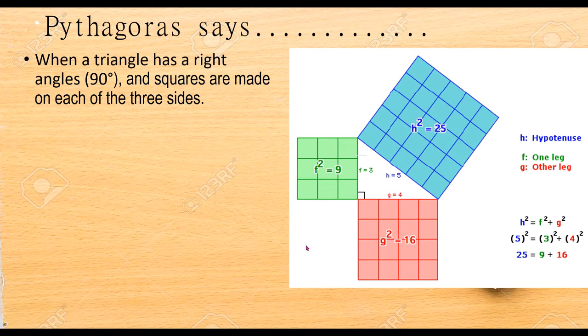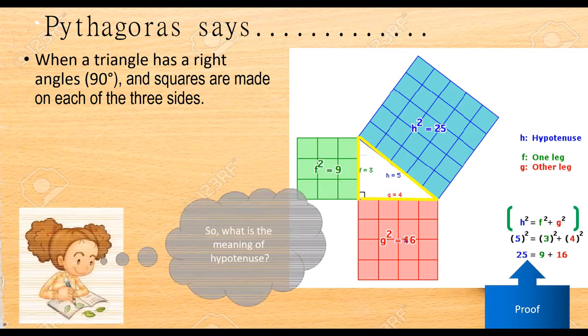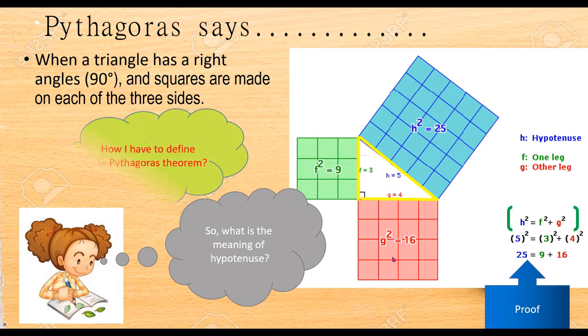So, what conclusion can be made? Let's see what the theorem tells us. So this is the proof, which means 25 is equal to 9 plus 16. So now, what is the meaning of the hypotenuse here? The hypotenuse here refers to one of the sides of the right angle triangle. And how can I define the Pythagoras theorem?